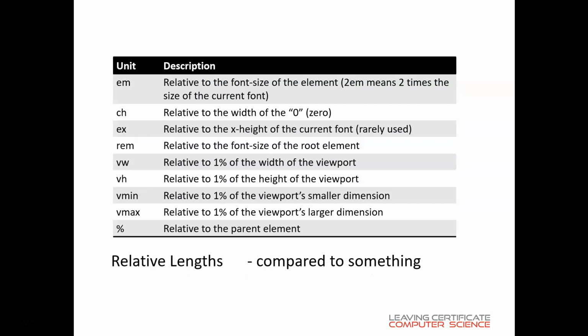Relative lengths, on the other hand, compare to something else. For example, a percentage might be used to say 30% of the width of the screen, if you wanted to make an image only cover part of the screen. These are better ways to measure things because they will adapt to multiple different platforms.